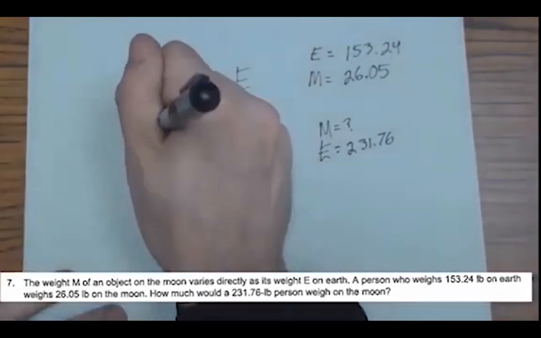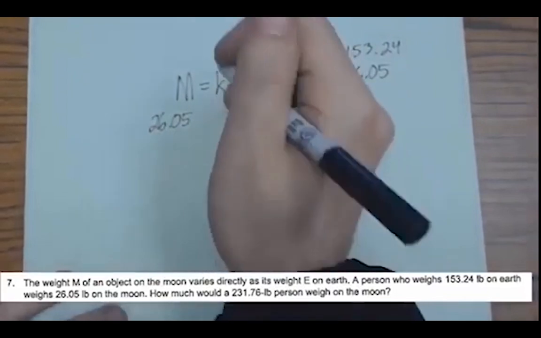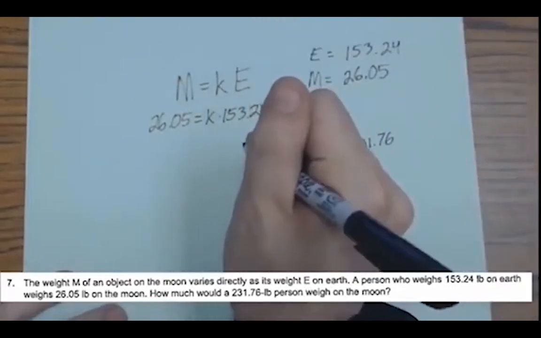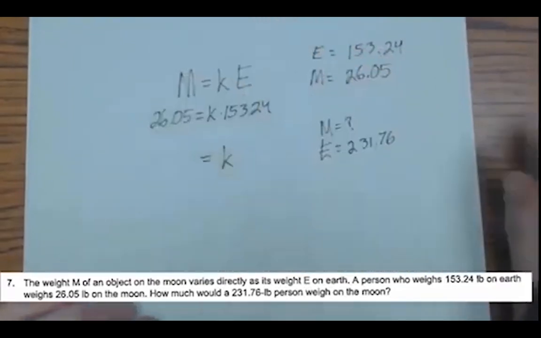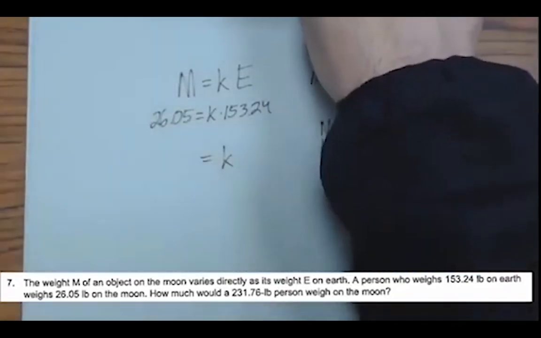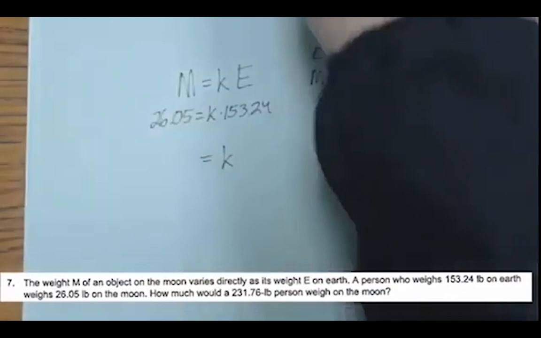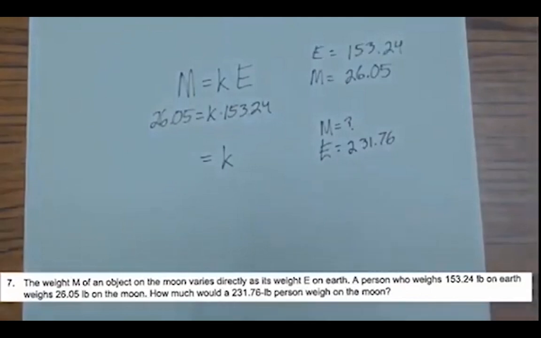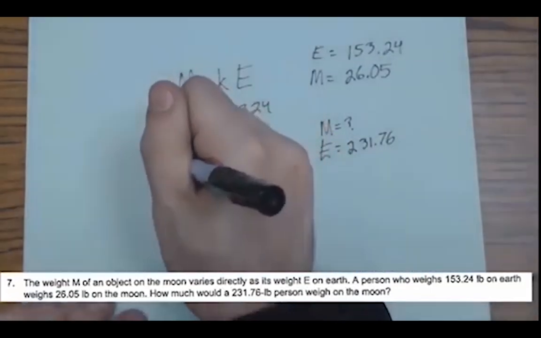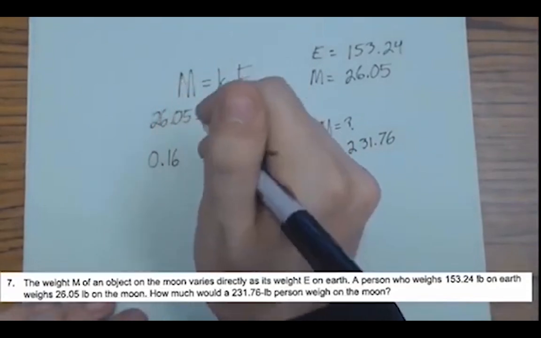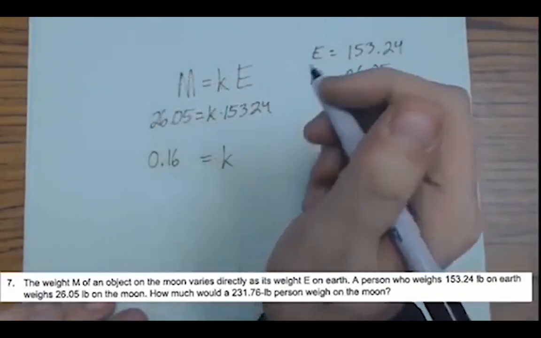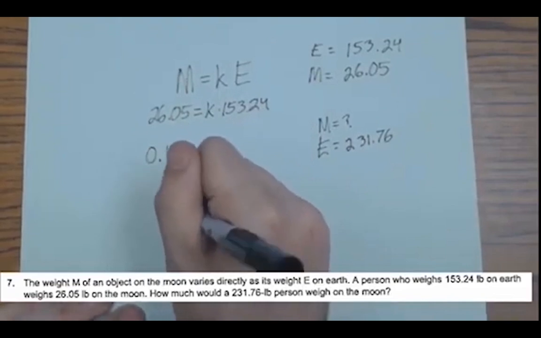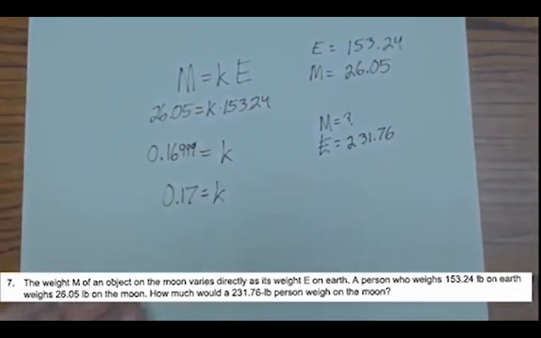Plug in what we have so we can solve for k. 26.05 equals k times 153.24. Divide both sides by 153.24. So 26.05 divided by 153.24 is 0.16999. I think we can call that 0.17 without worrying about a rounding error, no problem.